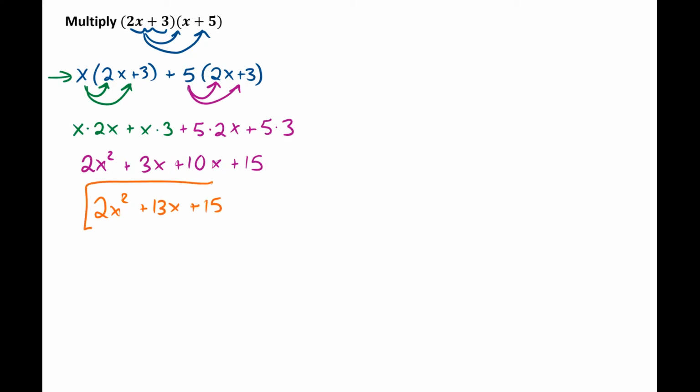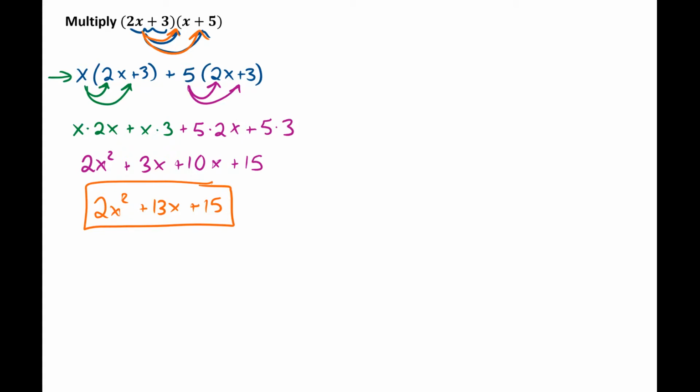And there's my product. Now going through that, you had to take the 2x plus 3 and multiply it to each term, to the x and the 5. And then you had to multiply again, do the distributive property again. That's why this process is sometimes called double distribution. So that's what's going on. The 2x plus 3 is distributed to both terms.